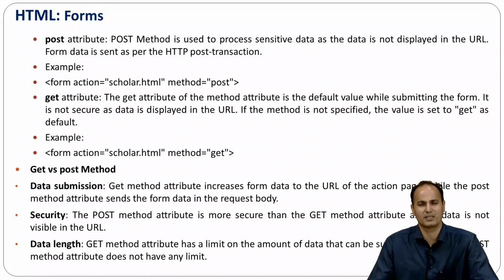method mechanism. If you have to differentiate get and post mechanism, then we can categorize either through the data submission. So submitted data will be displayed in a URL in a get mechanism, while in a post mechanism the submitted data is not going to be displayed or visible in, we can say, the address bar of the URL. Security, so in terms of security, get is not that much secured compared to the post. Data length, the get method has limited data to be transferred, while in post there is no limit.